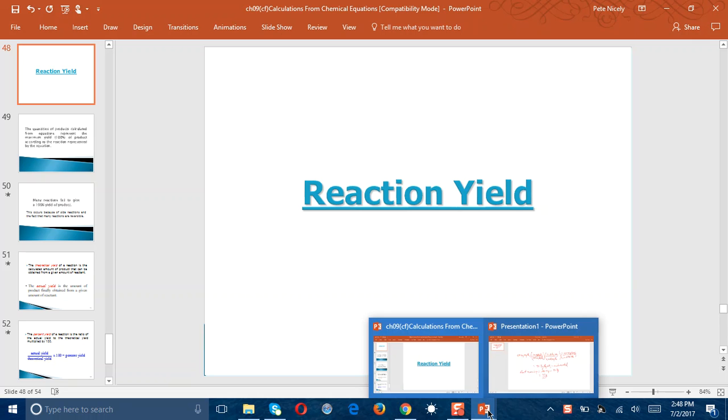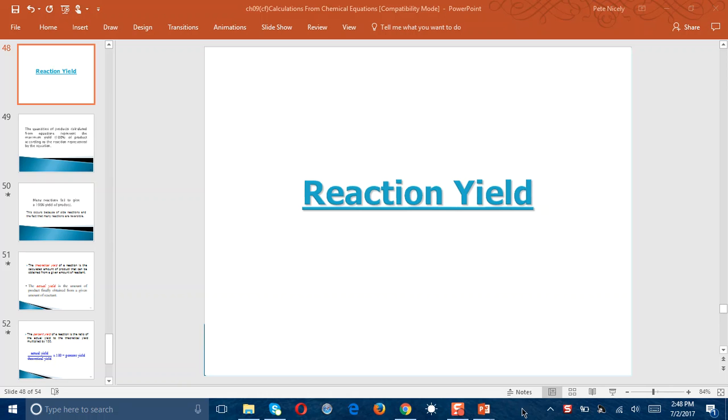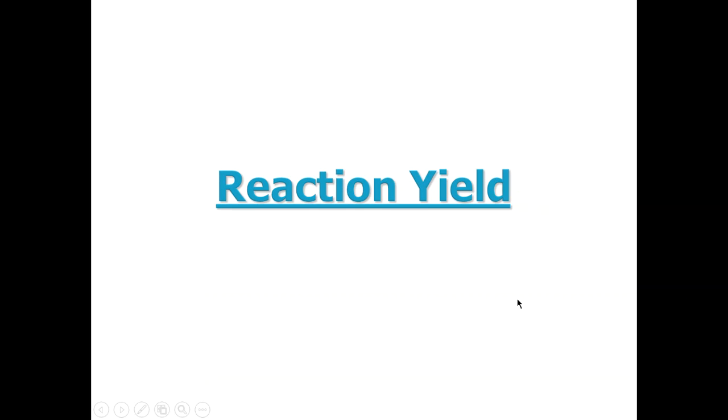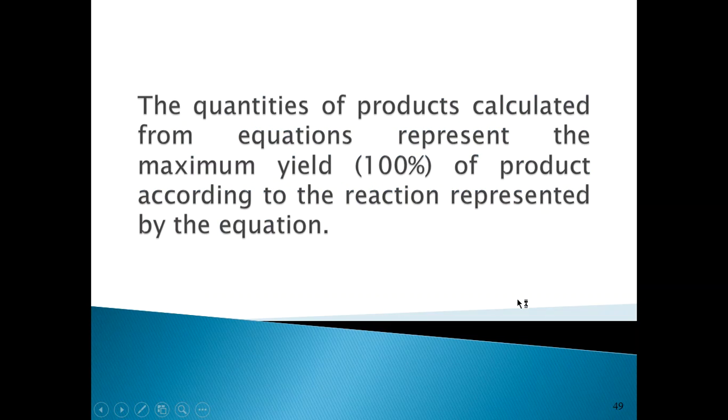Right, so we're going to close out on chapter 9 by discussing the whole concept of reaction yield. Now, let me open this up first. Okay, so let's talk about what we have been doing so far. What we have been doing so far is calculating, for the most part, the amount of product you expect to get from a reaction given the amount of reactants.